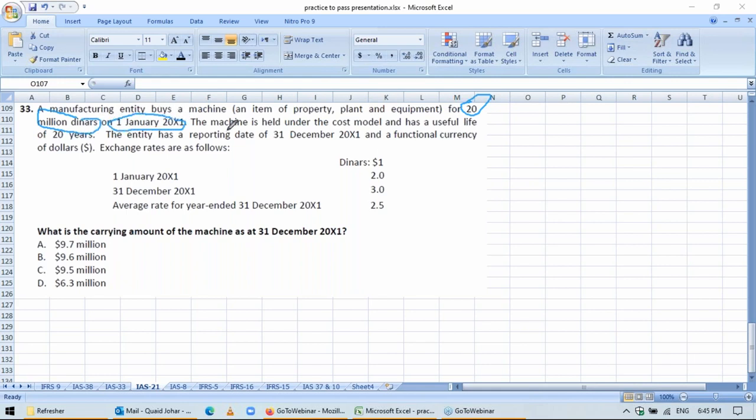Now what they say is, the machine is held under the cost model. So it's the cost model again, and it has a useful life of 20 years, right? The entity has a reporting date of 31st December 2001. This is after one year's time of purchasing it, and a functional currency of dollars. So you have to convert dinars into dollars, and the price of the dollar is given again. And this is the functional or reporting currency. So what is the carrying amount of the machine at 31st December 2001? Initially they will recognize it at spot rate and then deduct the depreciation to arrive at the carrying value.